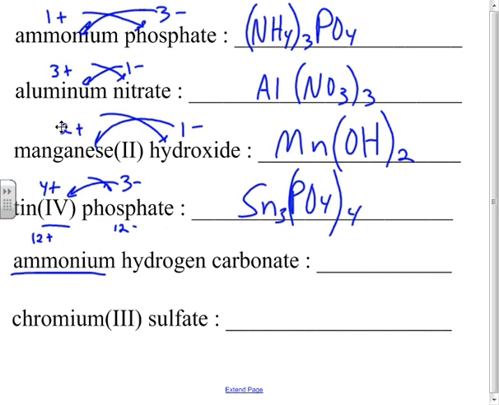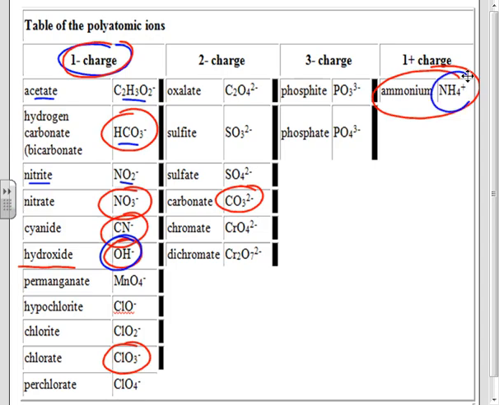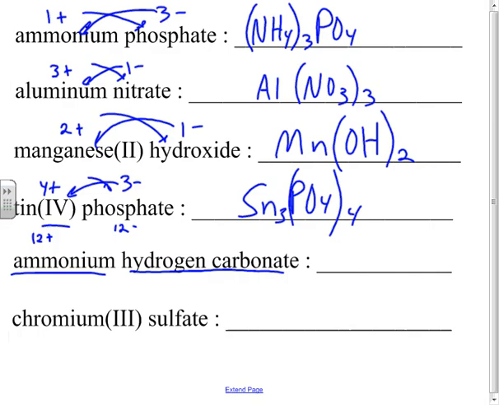Next one, ammonium is a polyatomic ion. The hydrogen carbonate is a polyatomic ion. And so here's the ammonium ion. It's positive, so we'll write that first. Here's the hydrogen carbonate polyatomic ion. So we're just going to put those two together, and it is ammonium hydrogen carbonate. This is a 1 plus. All of this is a 1 minus, so it is just 1 ammonium to 1 hydrogen carbonate.